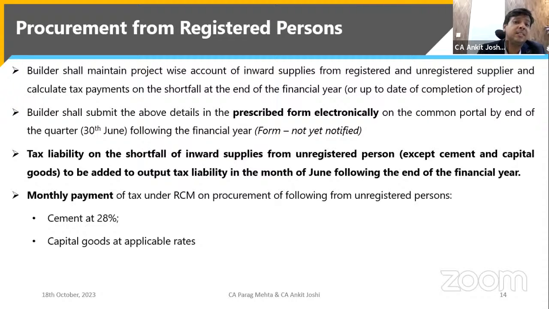However, in case there is procurement from unregistered vendors in case of cement or capital goods, then monthly payment is required. In respect of cement, you cannot wait till the end of the financial year; on a monthly basis, you need to pay GST under RCM at the rate of 28% in case of cement and applicable rates in case of capital goods.